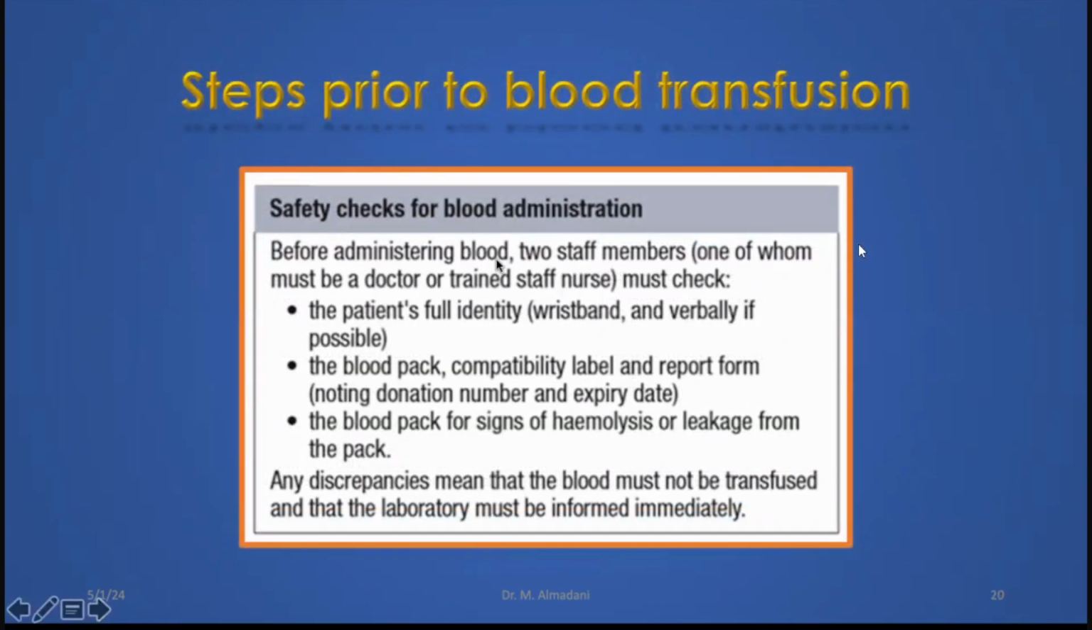These are the checklists before administering blood. You need to identify the patient with the label or wristband, and ensure that the patient's label has been stuck on the blood bag. Not only that, but you need to ensure that the blood is homogeneous, is not separated in the bag, and it's cold and sealed with no leakage.